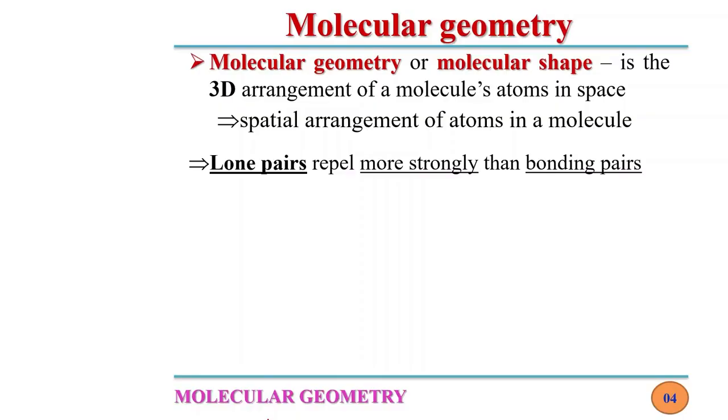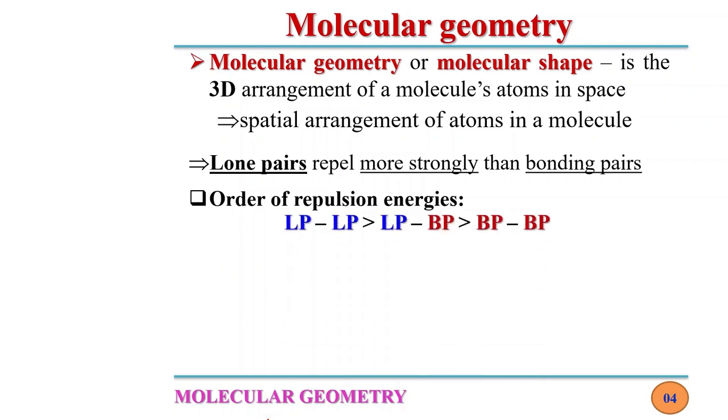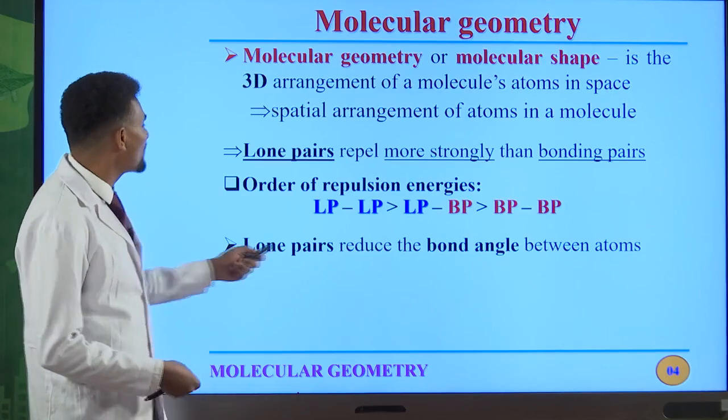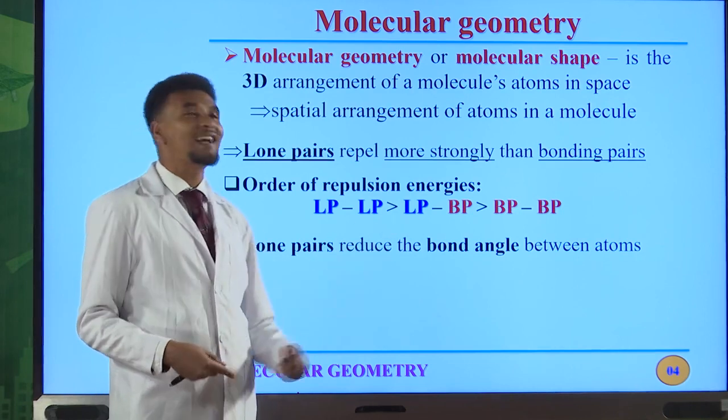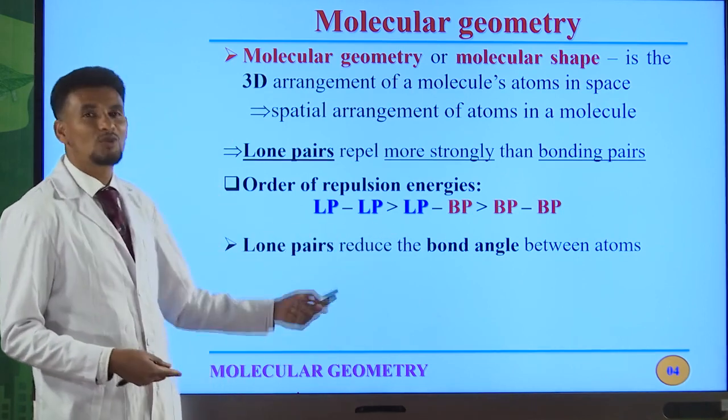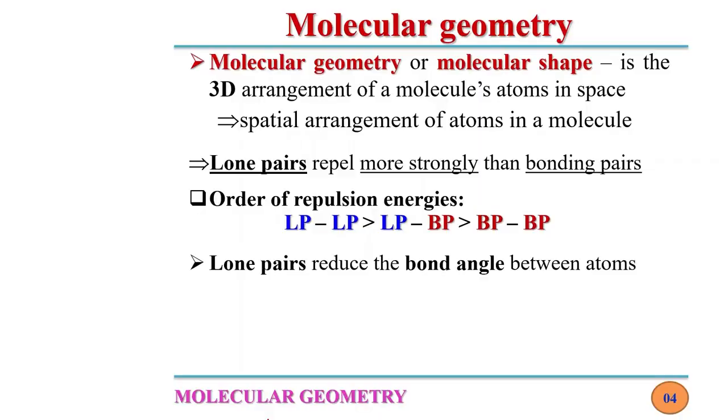Remember that lone pairs of electrons repel more strongly than bonding pairs of electrons. Order of repulsion: lone pair-lone pair repulsion is greater than lone pair-bond pair repulsion, which is also greater than bond pair-bond pair repulsion. Remember this to predict the shapes of molecules. Lone pairs reduce the bond angle between atoms. We will discuss this later. There are different factors that affect the ideal bond angles.